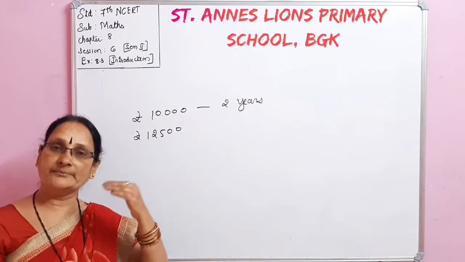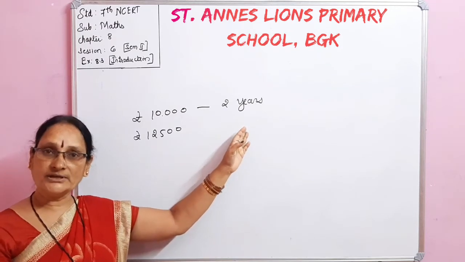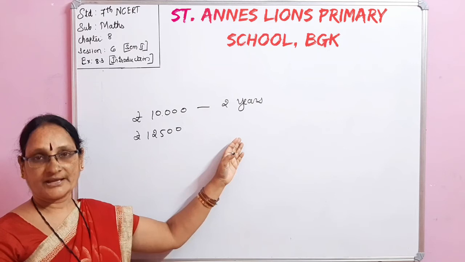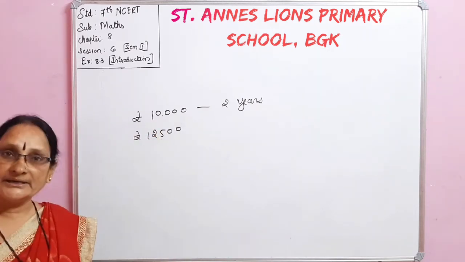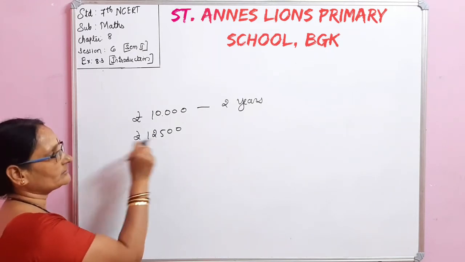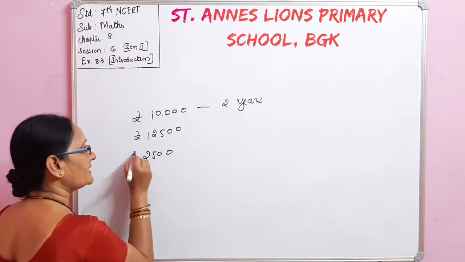If I keep my money in the bank for 2 years, then when I go to the bank to get my money after 2 years, I get some extra amount along with my money. The money I kept is 10,000, and now I am getting 12,500. The difference is 2,500 rupees.